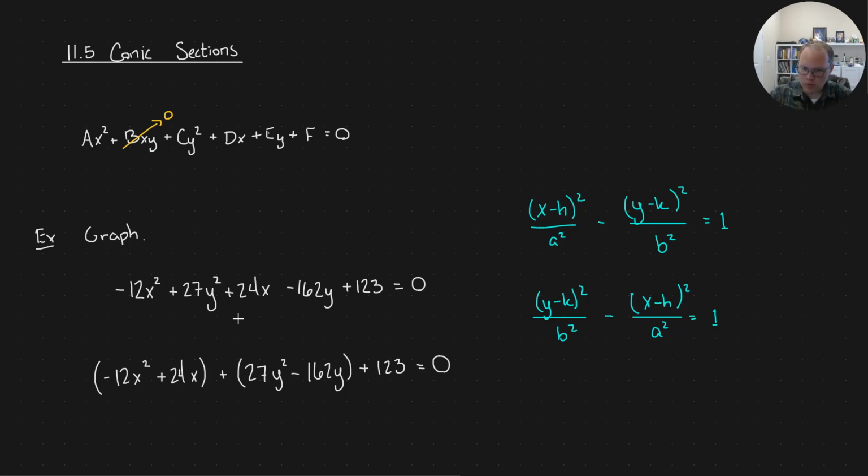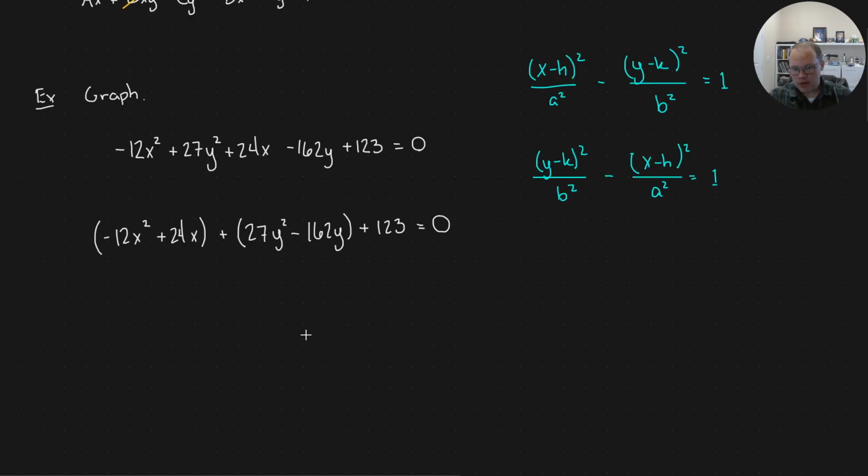Okay, so I want to complete the square for both of these. In each case, I need the leading coefficient of the trinomial to equal 1, so I need to factor out that leading coefficient. For this one, that means factoring out negative 12. That leaves me with x squared minus 2x inside. This one, I'll have to factor out that 27.